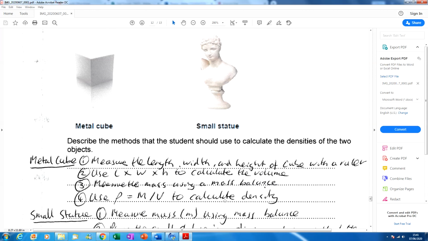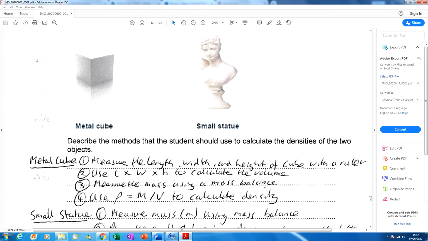So, metal cube. You measure the length, width and height of the cube with a ruler. Use the length, width and height, multiply them together to calculate the volume. Measure the mass using a mass balance. It's really important that you don't use the word scales for measuring the mass of something. Always in a physics test, if you're measuring the mass, say you're doing it with a mass balance. Step 4, use rho equals m divided by v, which refers to density equals mass divided by volume, to calculate the density.